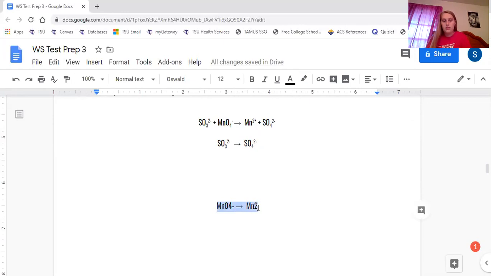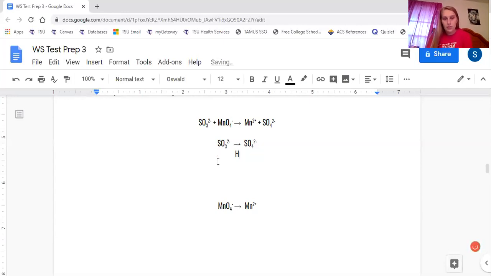Okay. So we can go ahead and start solving these. Looking at these, we see we have 1 sulfur on each side. That's perfect. Good to go there. But we have 3 oxygens on this side and 4 on this side. So we need to add a water to this side so that it has the right number of oxygens. So we're going to add H2O.